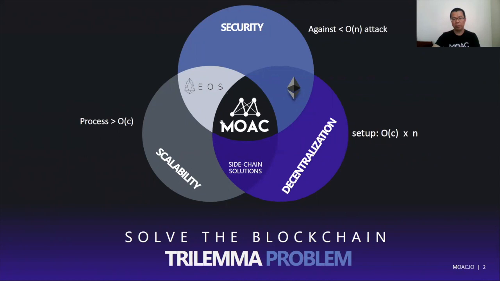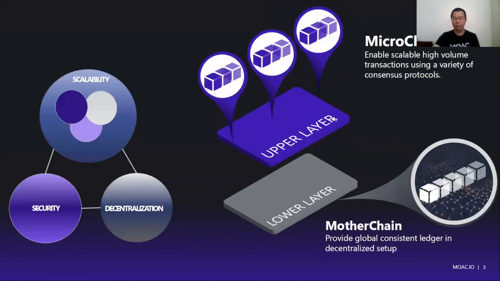So what MOAC wants to do is solve this. We want a blockchain project which can solve these three problems at the same time. It's very difficult to solve the problem in just one blockchain, but with a two-layer architecture, we think we can solve it. Basically, we have a bottom layer we call the mother chain, which provides the security and decentralization for the whole system.